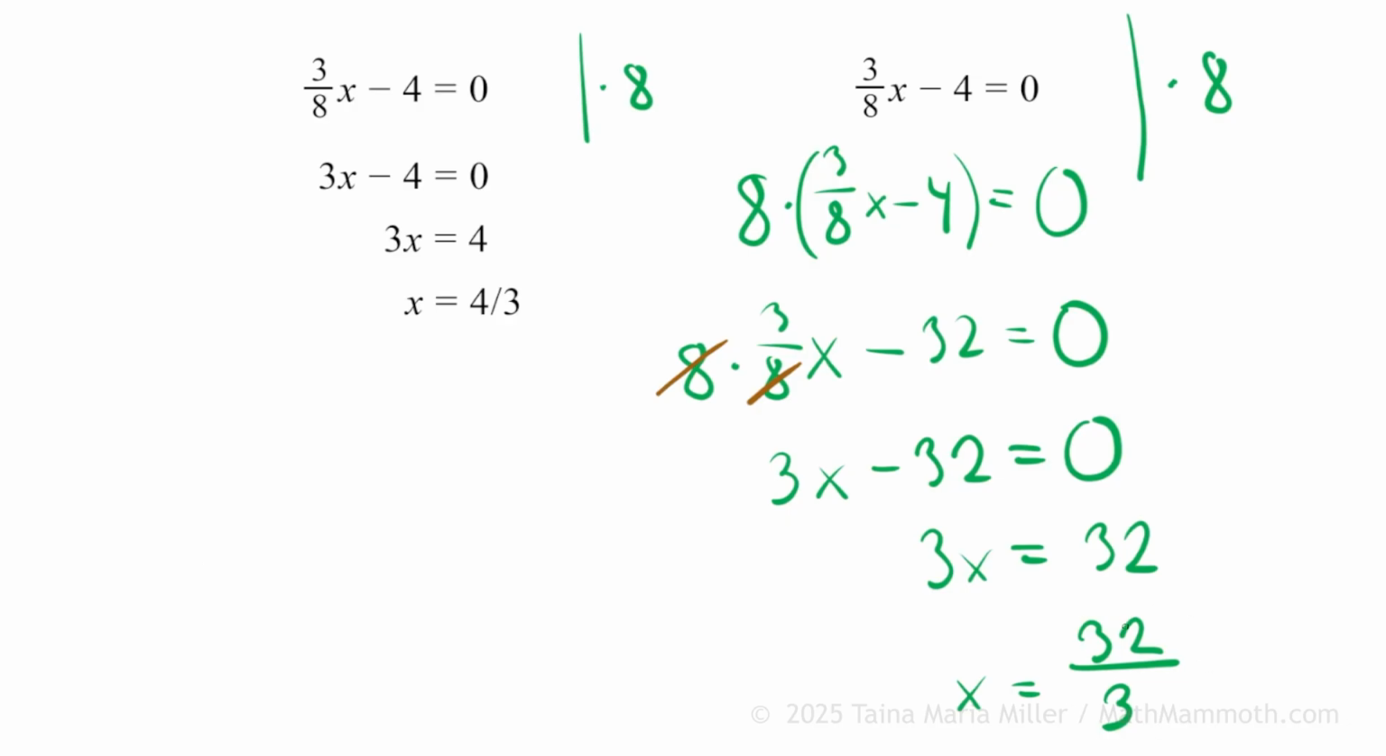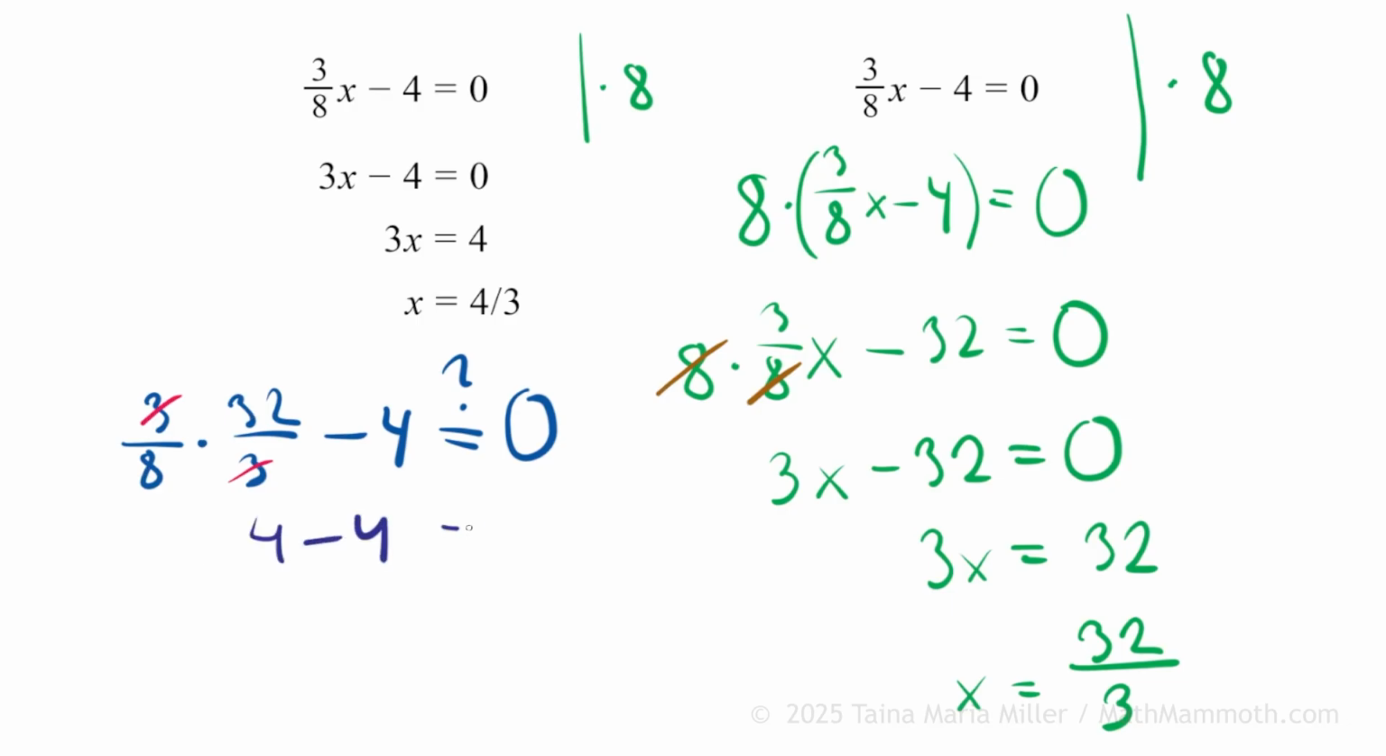Okay, let me check that. Is this root correct? I will plug it in right here. 3/8 times 32/3 minus 4. Will that equal 0? I could put it like this, equals and a question mark. Here, 3's cancel and 32 divided by 8 is 4. 4 minus 4 equals 0. So yes, it checks. All is well.